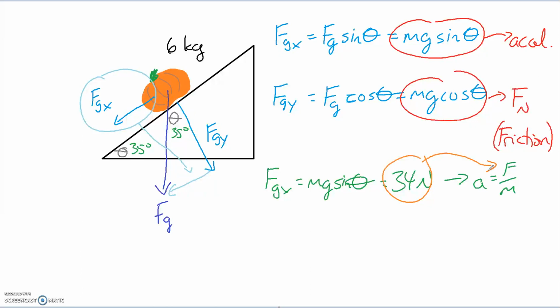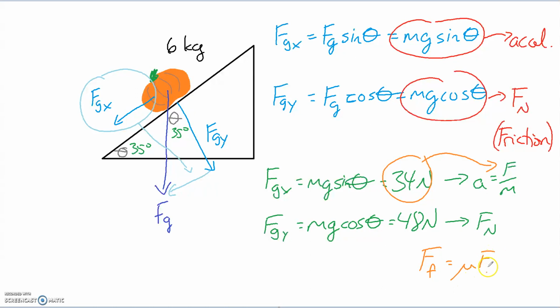and that is the force that you would want to put in as the accelerating force. If I wanted to calculate FGY, we would have mg cos theta, and we could calculate that. If I do that, my FGY is approximately 48 newtons. And this is what creates my Fn. Of course, the Fn is often used to calculate the force of friction if you know the coefficient of friction. And then that friction could be subtracted from the FGX to calculate net force.